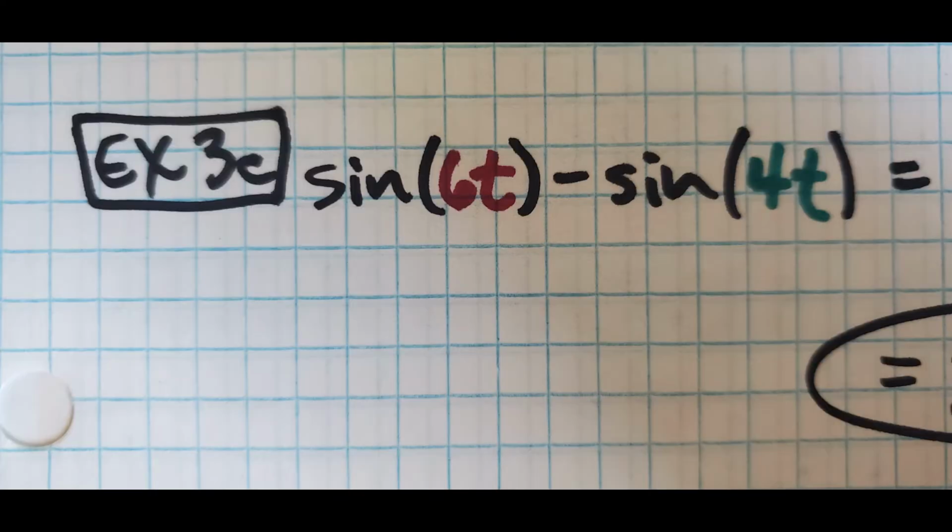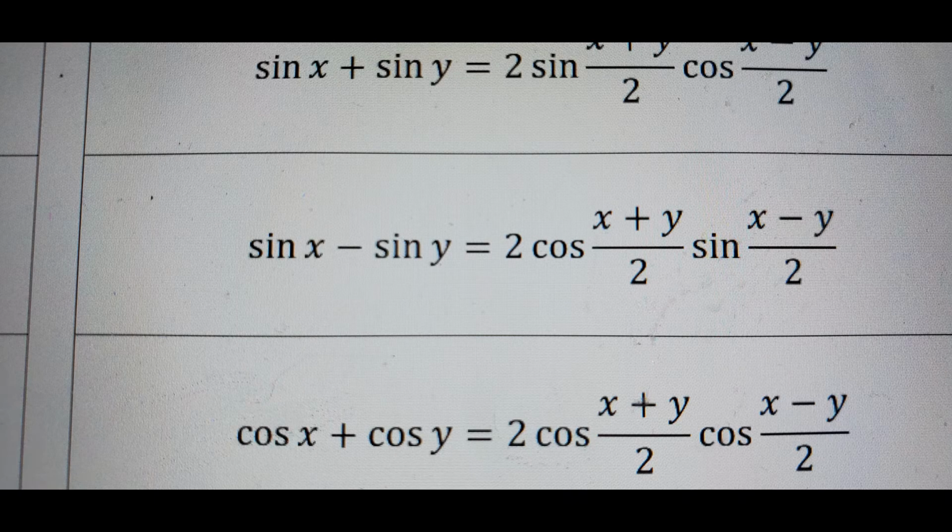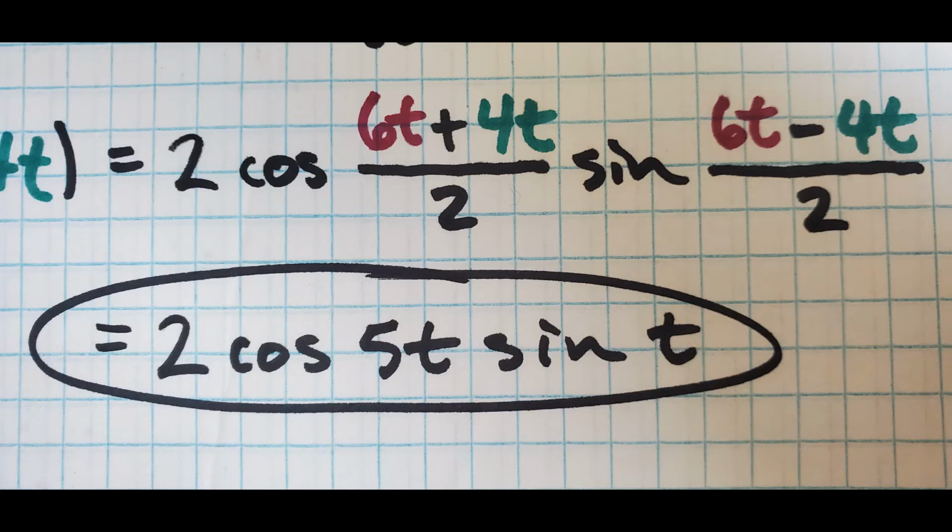All right, so let's look at example 3C. These ones have some variables in them. Doesn't really change anything. You're just going to have some t's along for the ride. So we have sine minus sine. That's going to look like this. So we plug in those values for x and y. You end up with cosine, or 2 times cosine of 5t.